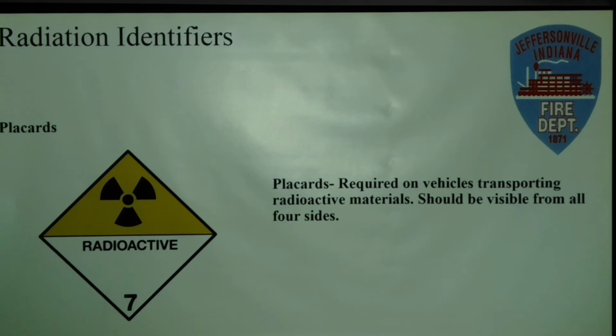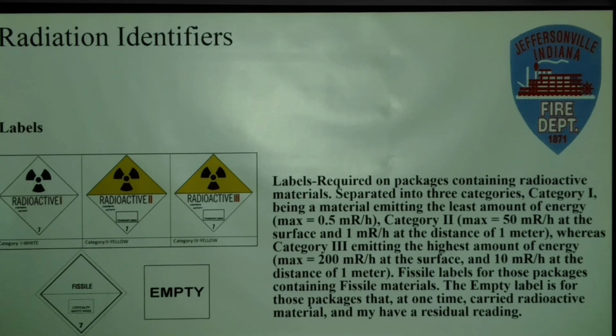How do we know we're on a radioactive incident? Well, first of all, if we're responding to an incident on the road, we look for placards just like we do any other hazardous material incident. Placards are required on vehicles transporting radioactive materials and should be visible from all four sides. Labels are required on packages containing radioactive materials.